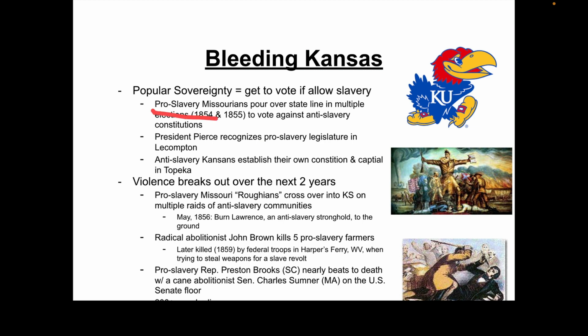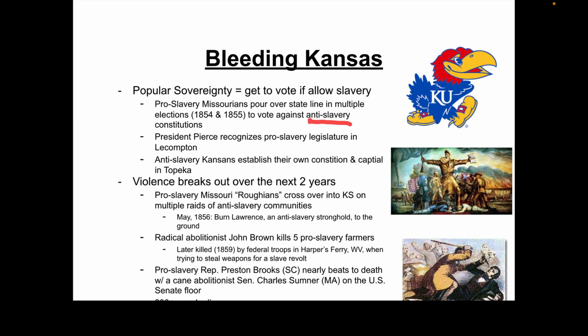Basically, these pro-slavery Missourians just pour over the state line in droves in multiple elections, trying to vote against the anti-slavery constitutions that are put forth. Most of the settlers in Kansas are against the practice of slavery.